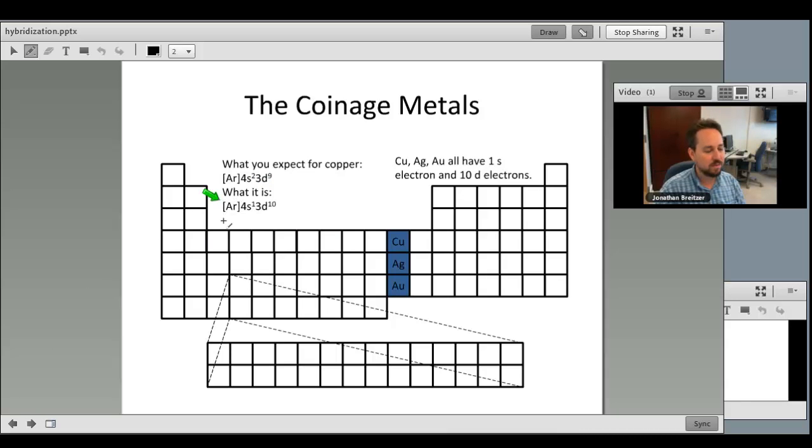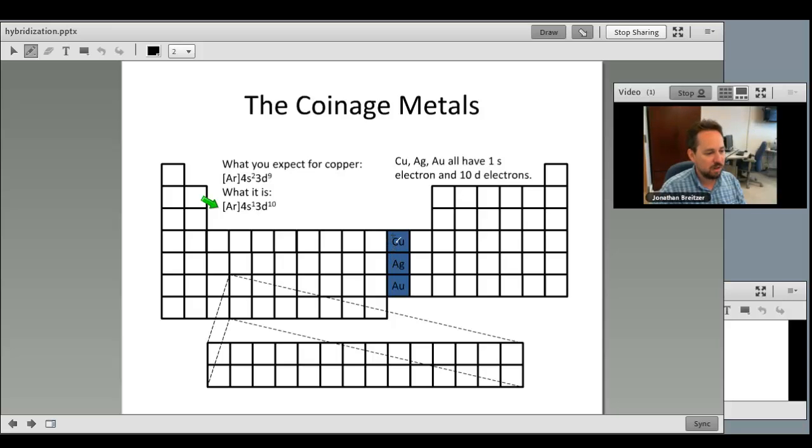Watch what happened. One of the s electrons was sacrificed to complete the d shell, because nature likes complete shells. So that complete d shell, which is lower in energy, by the way, than the 4s anyway, is going to be completed at the expense of the 4s electron. So copper is going to have a 4s electron just hanging out there. So copper is argon, 4s1, 3d10. Now let's do it for silver and gold because they are analogous.